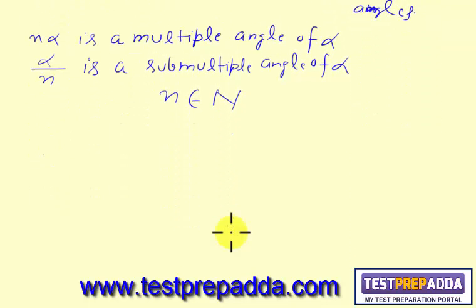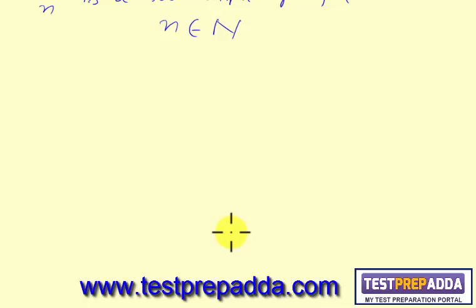We are aware of sine, cosine, tangent of alpha. Now we will try to find sine 2 alpha, cos 2 alpha, tan 2 alpha. Okay, so sine alpha we know. We will try to find sine 2 alpha. If I write sine 2 alpha, how to find this?